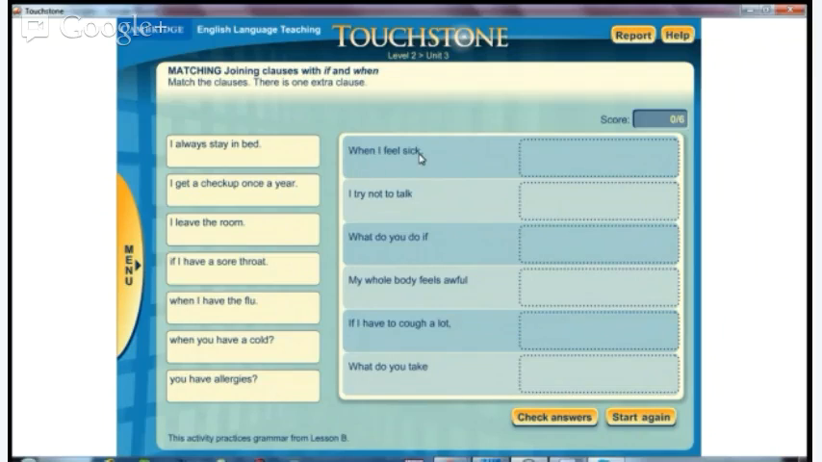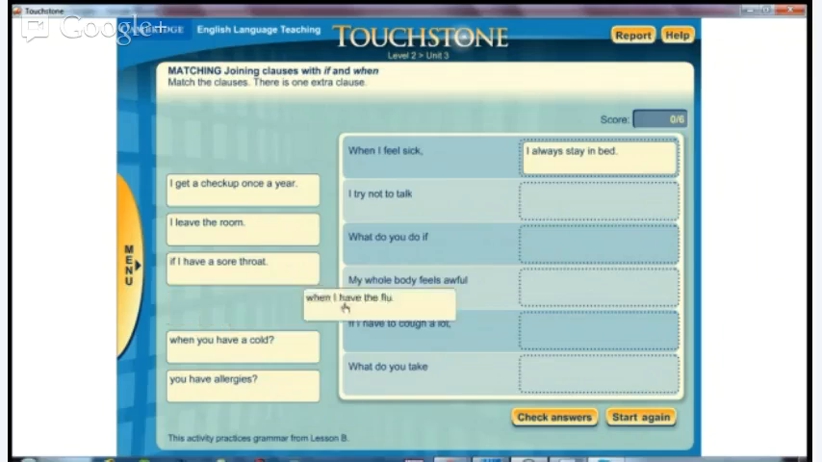When I feel sick, let me see, when I feel sick, I always stay in bed. Let's try like this. When I feel sick, I always stay in bed. I try not to talk when I have the flu.